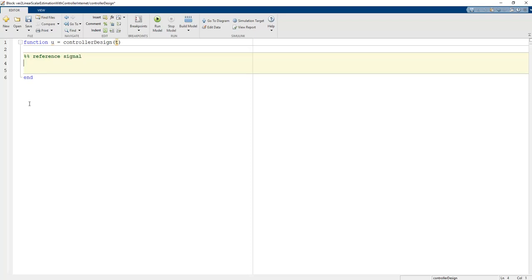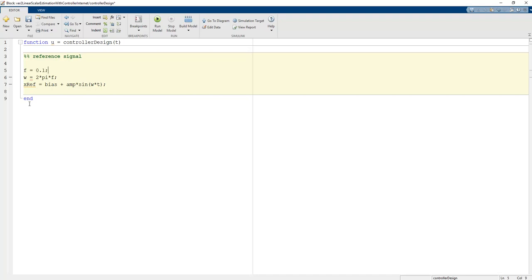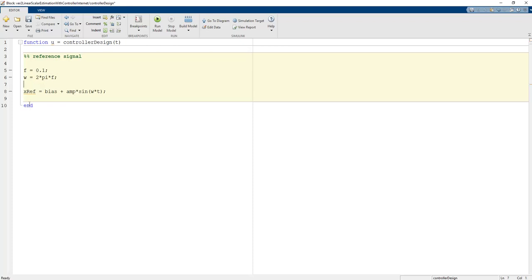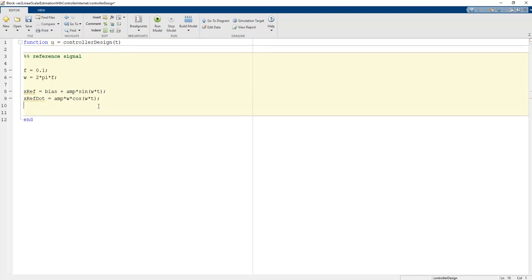Okay. And so the reference signal can be defined by X ref is equal to the bias plus amplitude times sinusoidal signal of omega times T. Okay? And so this omega is the angular frequency, 2 times pi times F, where F is equal to 0.1 hertz. And also we need to derive X ref dot, because in our controller approach we should utilize the X reference derivative term. If I take the derivative, we have the amplitude times omega times cosine of omega times T. Okay. These are the reference signals.